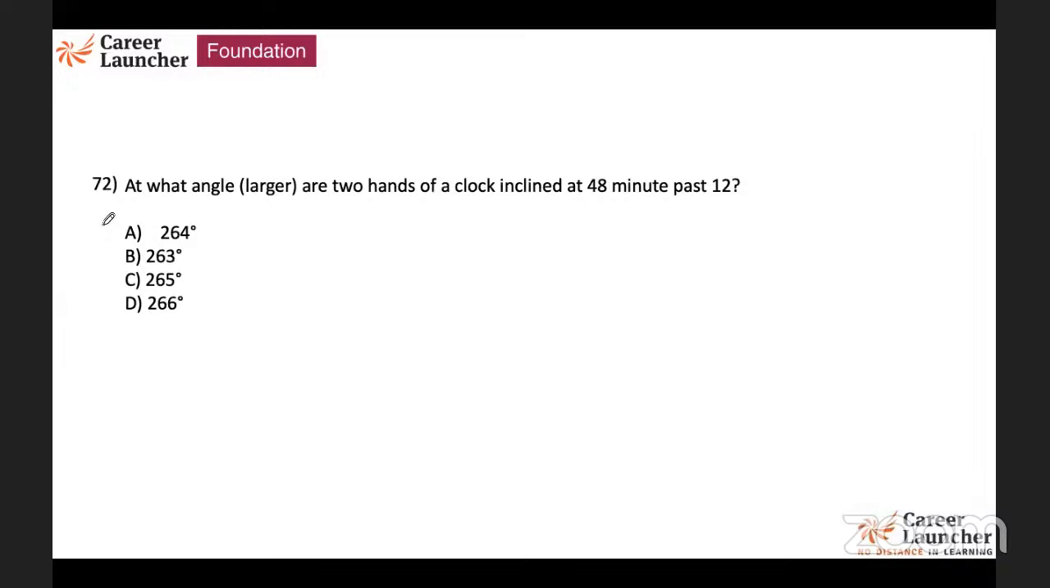This is a very interesting question. Can you please solve this? At what angle are the two hands of a clock inclined at 48 minutes past 12?